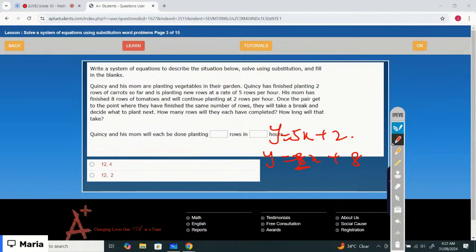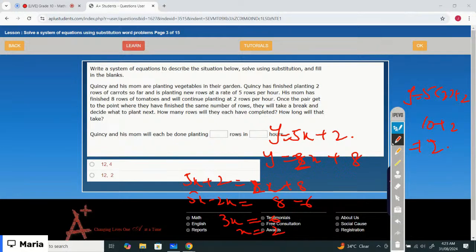So you have to now solve the equations, right? Basically they both are equal to y. So then equate the equations. 5x plus 2 equals 2x plus 8. Move 2x to the other side. So 5x minus 2x equals 8 minus 2. That is 3x equals 6. So x equals 2. Right? Now put the value of x in any of the equations and calculate y. So y equals 5 times 2 plus 2. 5 times 2 is 10. 10 plus 2 is 12. So the correct option is 12 and 2.